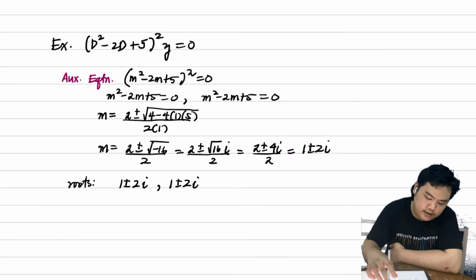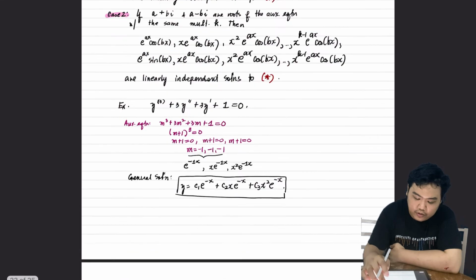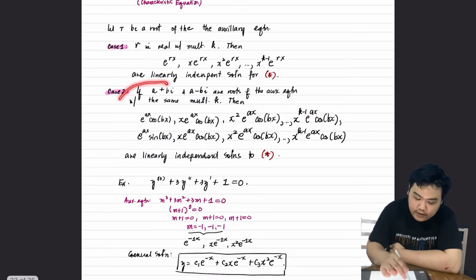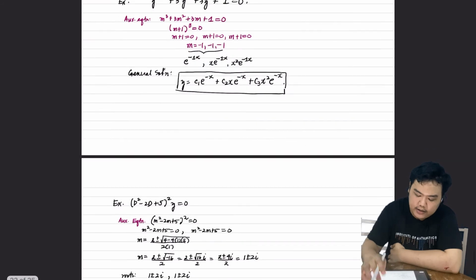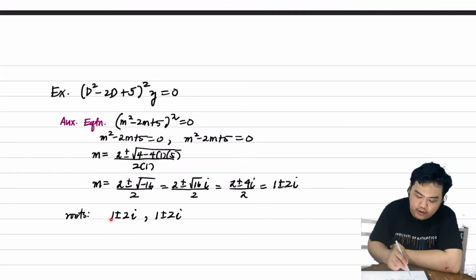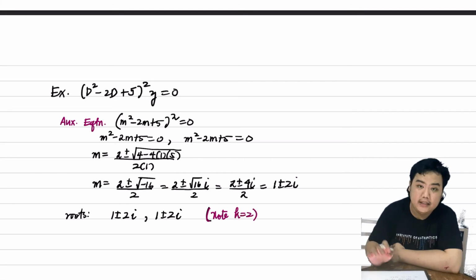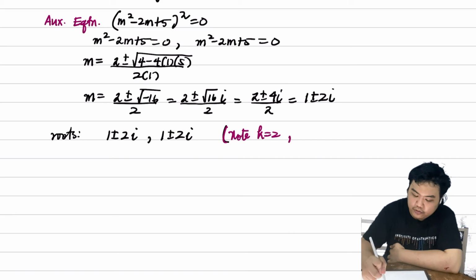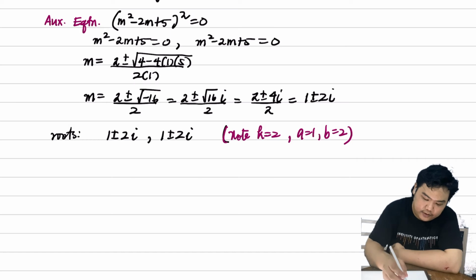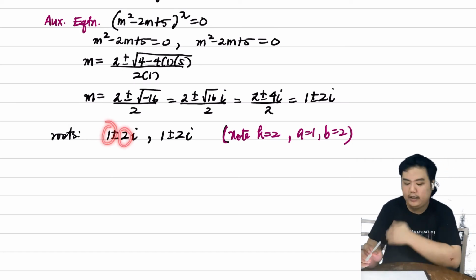So, mag-a-apply dito anong rule? Itong case 2 natin, no? So, yung multiplicity ng bawat isa nung may plus tsaka minus is k. In this case, ang multiplicity ng 1 plus 2i tsaka 1 minus 2i ay parehang 2. Okay, so note, k is equal to 2. So, apply natin si case 2. K is equal to 2, A is 1, B is 2. Okay? So, ito yung B natin, ito yung A natin.